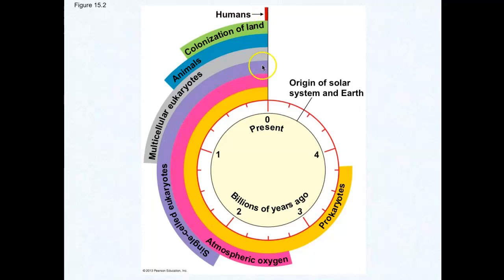So you want to know the sequence of these steps, okay? You don't need to know the exact numbers. The only numbers I want you to know are the origin of the Earth at 4.6 and then the origin of prokaryotes at 3.5, which is bolded in your outline.